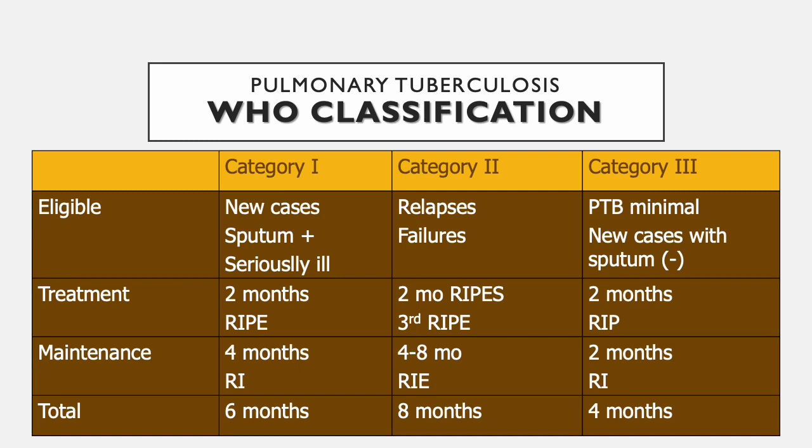So, here are the treatments. So, pag sinabi nating R, that is rifampicin, I is isoniazid, P is pyrazinamide, and E is ethambutol. Okay? So, yan. Yan yung RIPE. S is streptomycin.